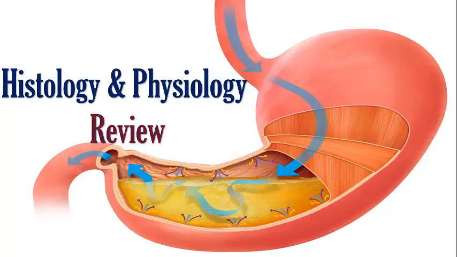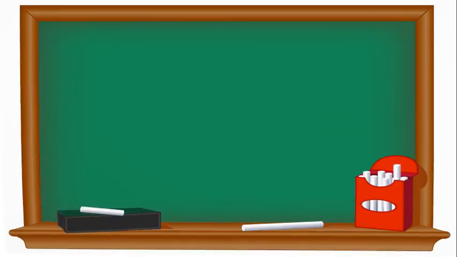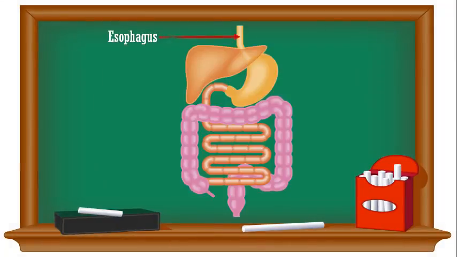In this video we will talk about the proton pump inhibitors. First we will have a histology and physiology review. The stomach is the musculo-membranous expansion of the GI tract between the esophagus and the duodenum.